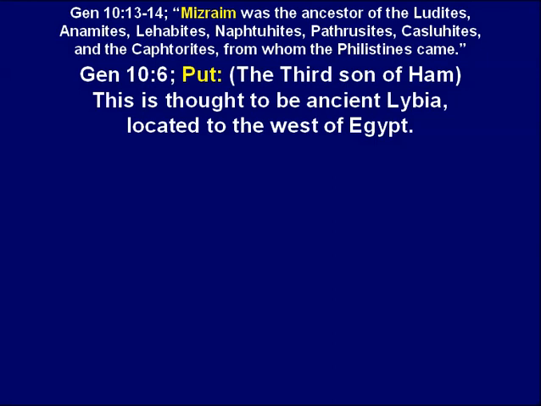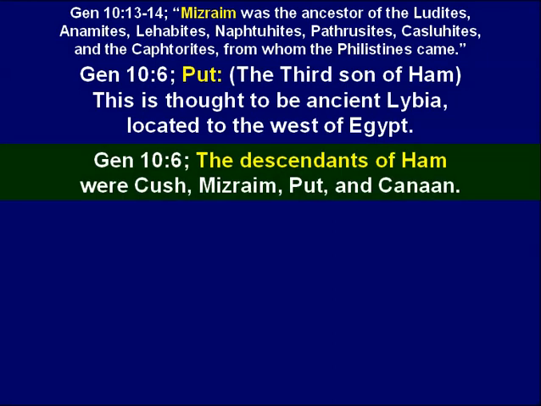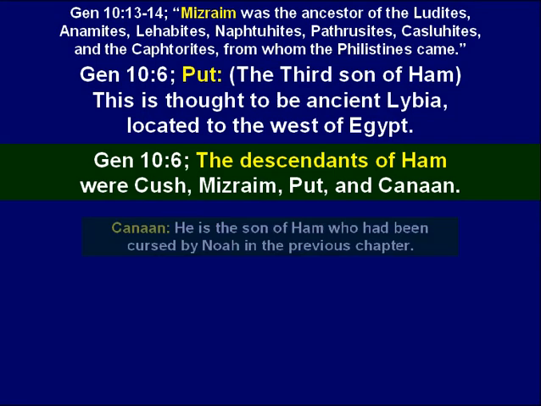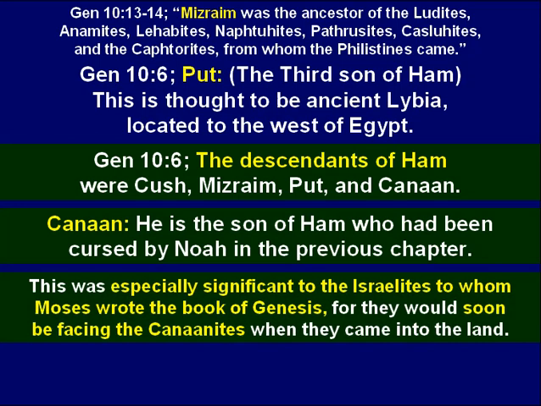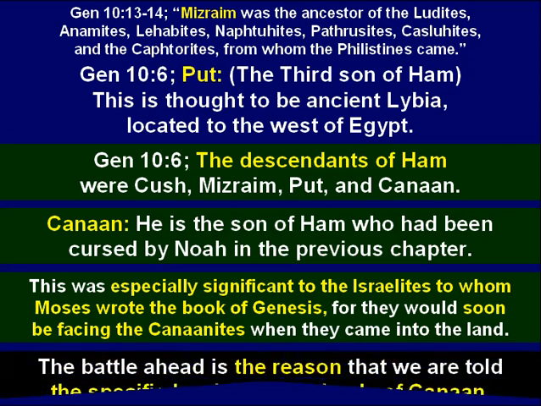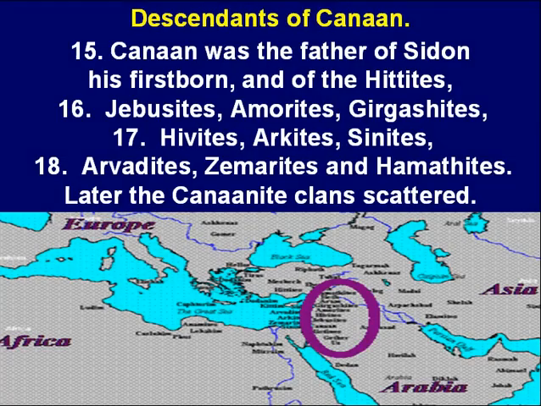Then verse 6, Put, the third son of Ham. This is thought to be ancient Libya, located to the west of Egypt. The descendants of Ham were Cush, Mizraim, Put, and Canaan. Canaan is the son of Ham, who had been accursed by Noah in the previous chapter. This was especially significant to the Israelites, to whom Moses wrote the book of Genesis. They would soon be facing the Canaanites in battle when they came into the land. The battle ahead is the reason that we are told the specific borders of the lands of Canaan.